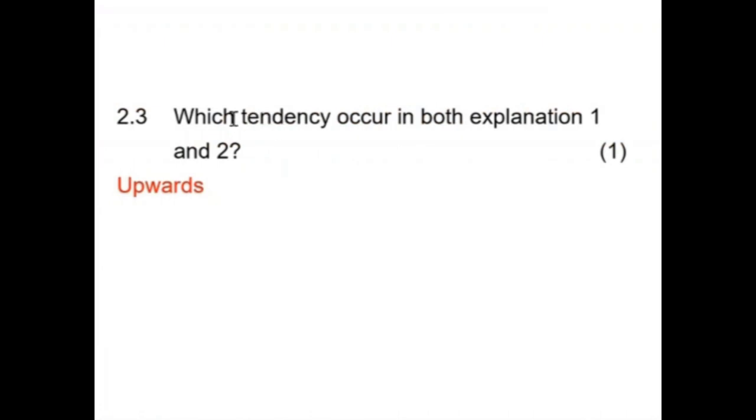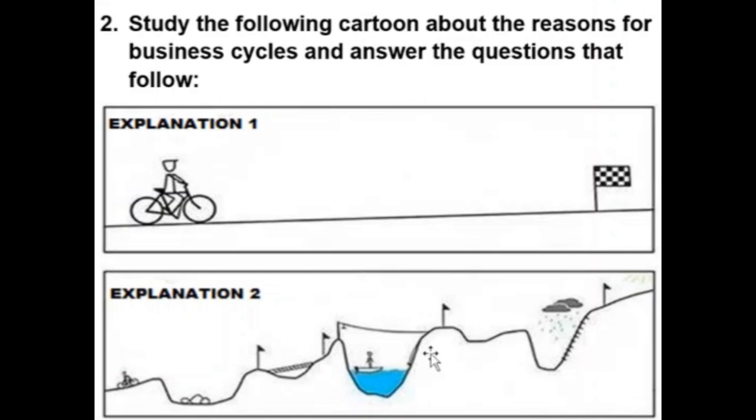Which tendency, which trend, that's another word for tendency, which trend occurs in both explanation one and two? Where's this man going? Check there. He's going up, guys. Even if he went through a very low point and another low point, he ends up higher than he started. And that's the same with the economy. We have a natural positive growth line.